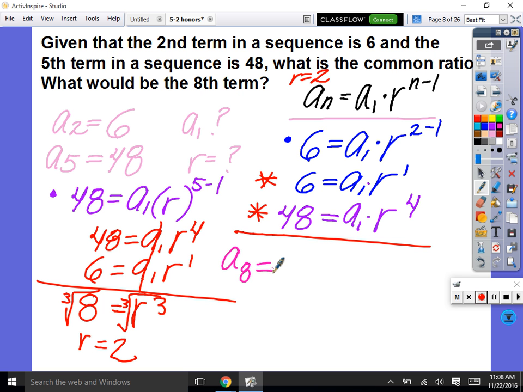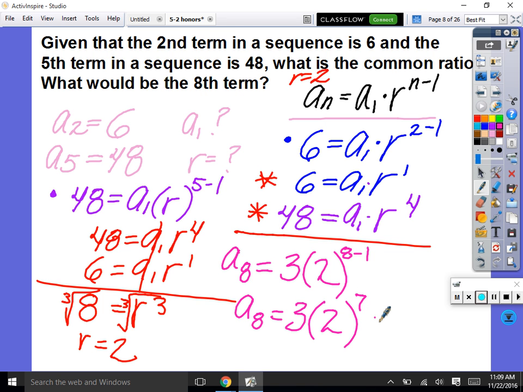If a sub 2 was 6, what would have been the first term that came right before that? 3, right? Isn't it what multiplies to be, so divide it by 2, correct? Everybody? 3 would have been our first one. So a sub 1 was 3, and then we have our n minus 1, times r, which is 2 raised to the n minus 1, 8 minus 1, which is 7. So a sub 8 will be equal to 3 times 2 raised to the 7.